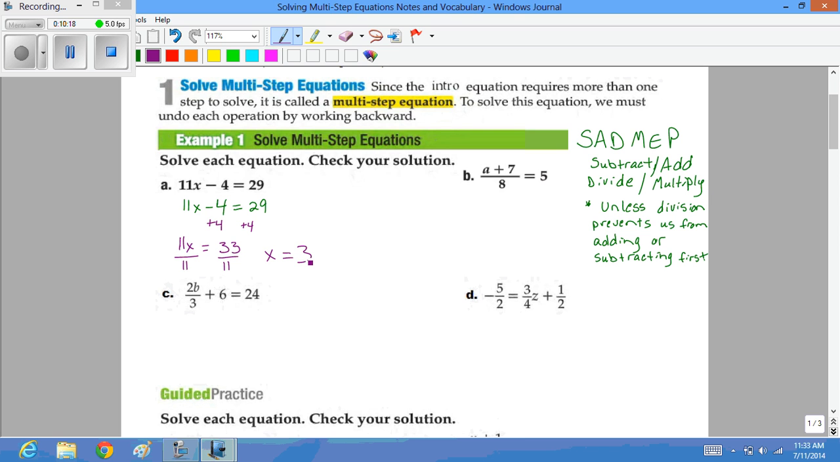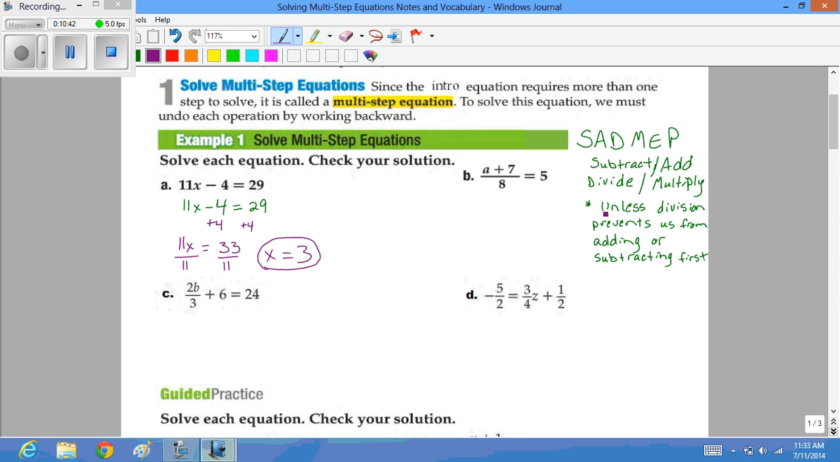And it does say check your solution. So if you want to, go ahead and take this 3, drop it back into the machine, and make sure you get out the correct answer. So 11 times 3 is 33. 33 minus 4 is 29. So x is the correct number that was dropped into the machine in order to get out of 29. All right, go ahead and look at B.